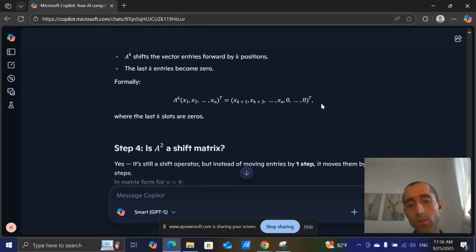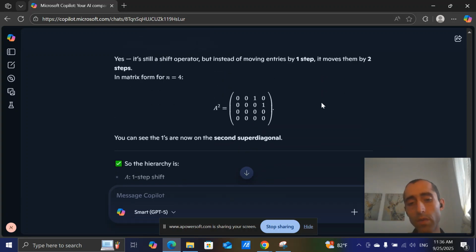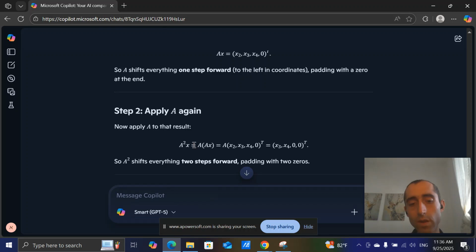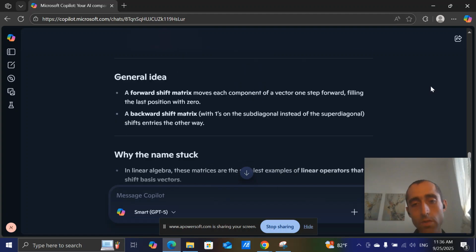So there is a general rule for A to the power of k. What do I mean by that? In the end, if you take enough powers of A, you'll get just the zero vector. For example, for A to the power of 3, you'll get x4 here and everything else 0, but A to the power of 4 gives just the zero vector, and as we will see, for this A, which is 4 by 4 shift matrix, we will get a zero matrix.